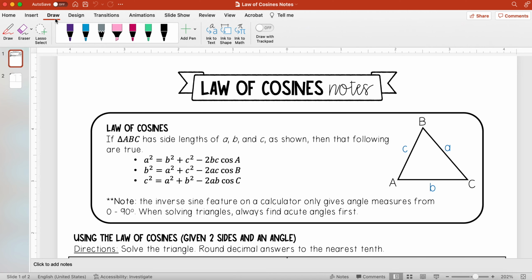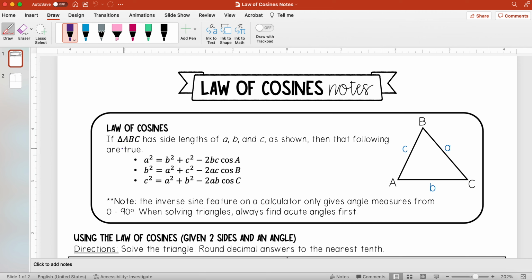Hello everyone. Today we'll be getting into a new lesson on law of cosines. We already learned about law of sines to find missing angle measures and missing side lengths in a triangle. And now we have something called law of cosines. Law of cosines also helps us find missing side lengths and angle measures in a triangle when we do not have a right triangle. So it allows us to find it for any other type of triangle, as well as right triangles.